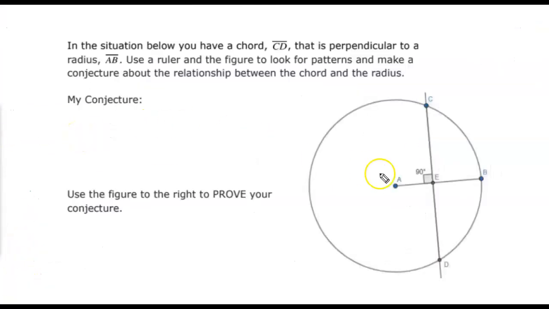So now we want to claim that if we have a radius that is perpendicular to a chord, that's going to automatically make it bisect that chord. So a radius perpendicular to a chord bisects the chord.